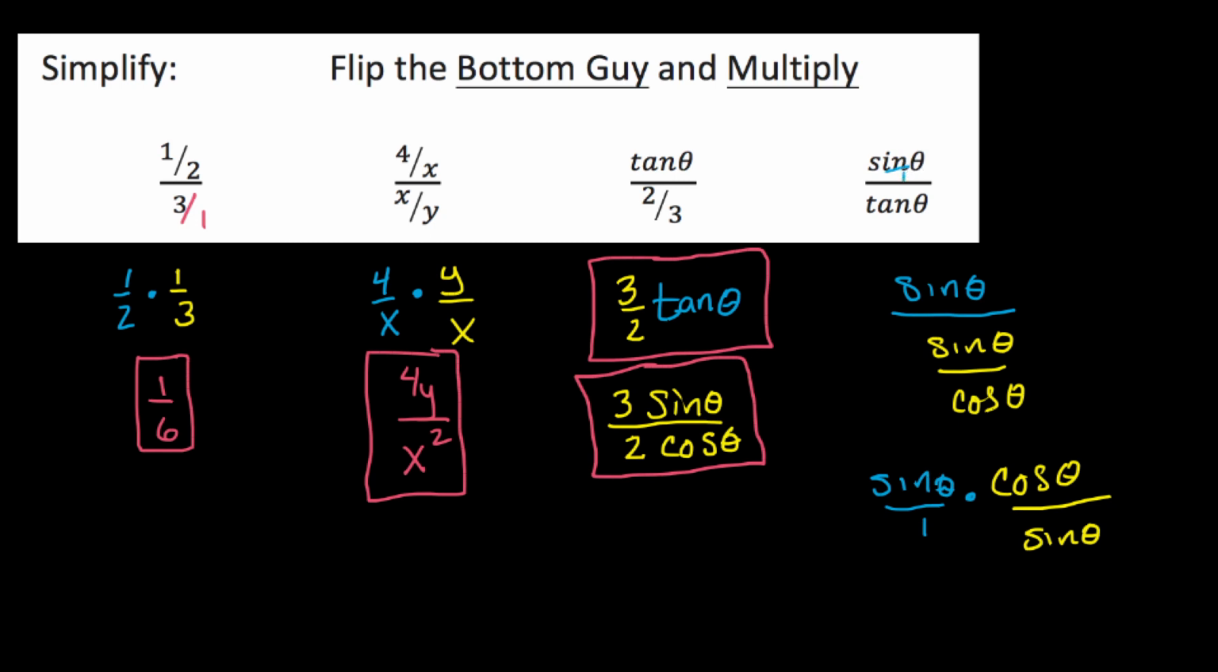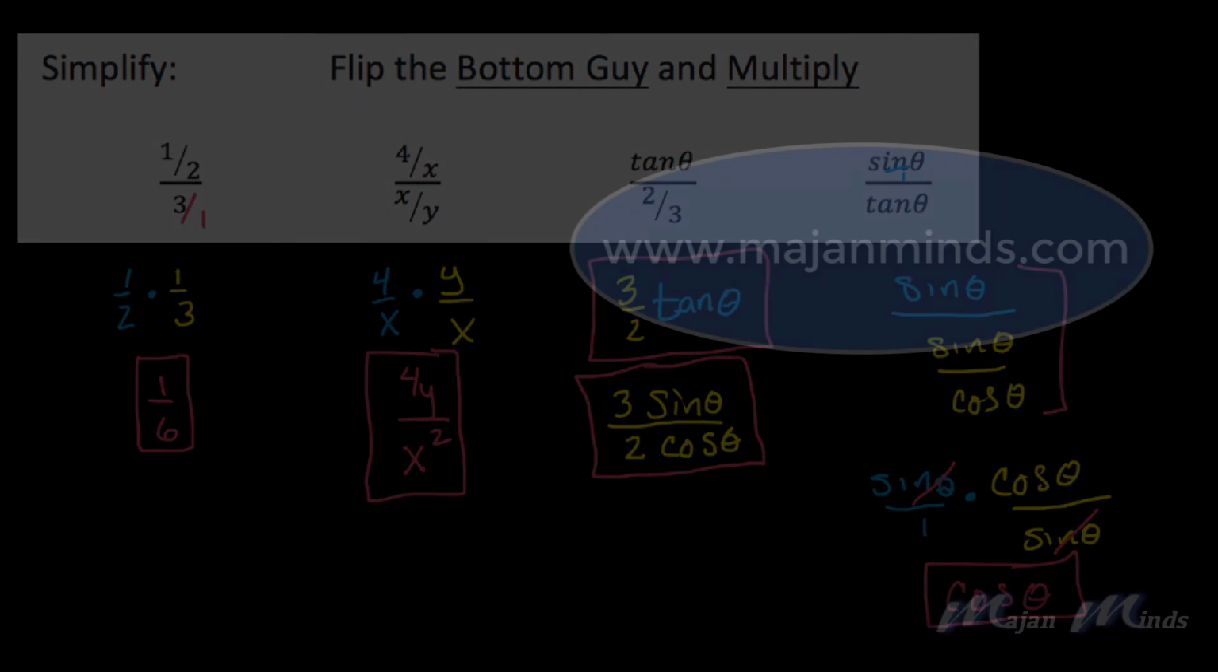So now you can see that sine theta and sine theta will cancel, and you're left with cos theta, which is a pretty significant result because this fraction up here that didn't even look like a 3 or 4 layered fraction was in disguise a 3 or 4 layered fraction, and your final answer then is cos theta.